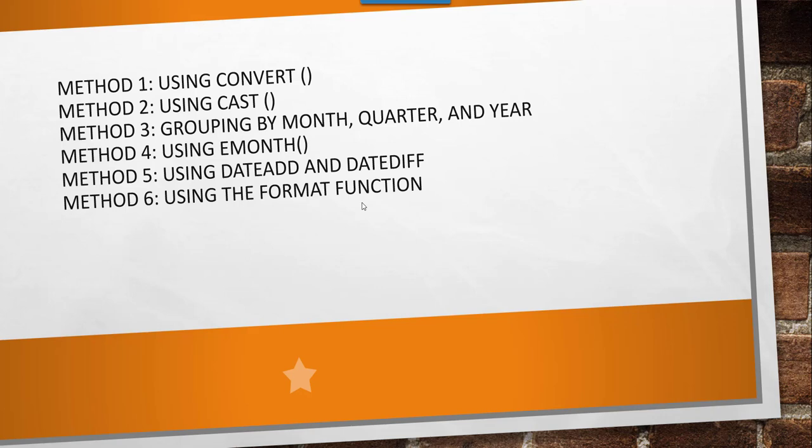Now the third method is how we can group by month, quarter and year. And the fourth one is how we can use the EOMONTH function to do that. The fifth approach will be how we can use the DATEADD and DATEDIFF functions to do this. And the last and final method will be how to use the FORMAT function to group by date.